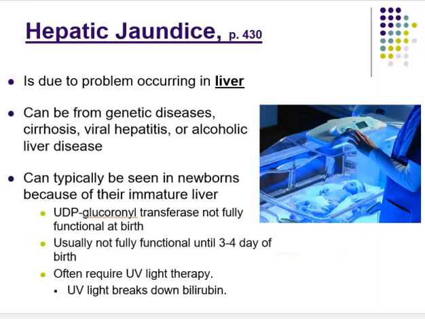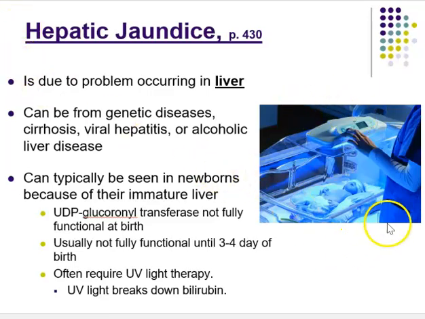Now let's talk about that next category of jaundice, hepatic jaundice. This is due to a problem occurring in the liver. It can be from a genetic disease, cirrhosis, viral hepatitis, or alcoholic liver disease. Hepatic jaundice can also be seen in newborns because of immature livers. The enzyme UDP might not fully be functional at birth. It's usually not functional until 2 to 3 days after birth, and often babies require UV light therapy, and the UV light helps break down the bilirubin.